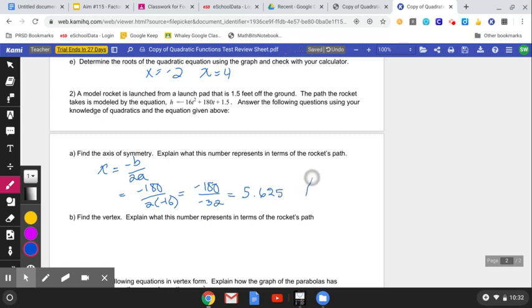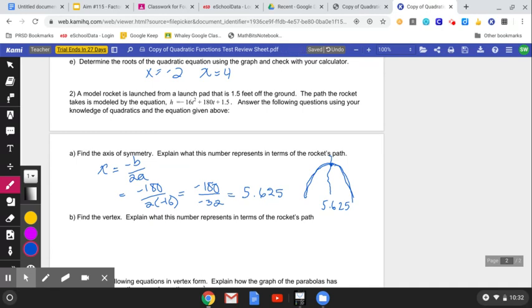Well, think about this for a second. The rocket goes up and comes back down. Here is our axis of symmetry, and it's 5.625. That's the time it takes in seconds for the rocket to get to its peak. Then it begins to come back down again. Okay, that's what that represents.